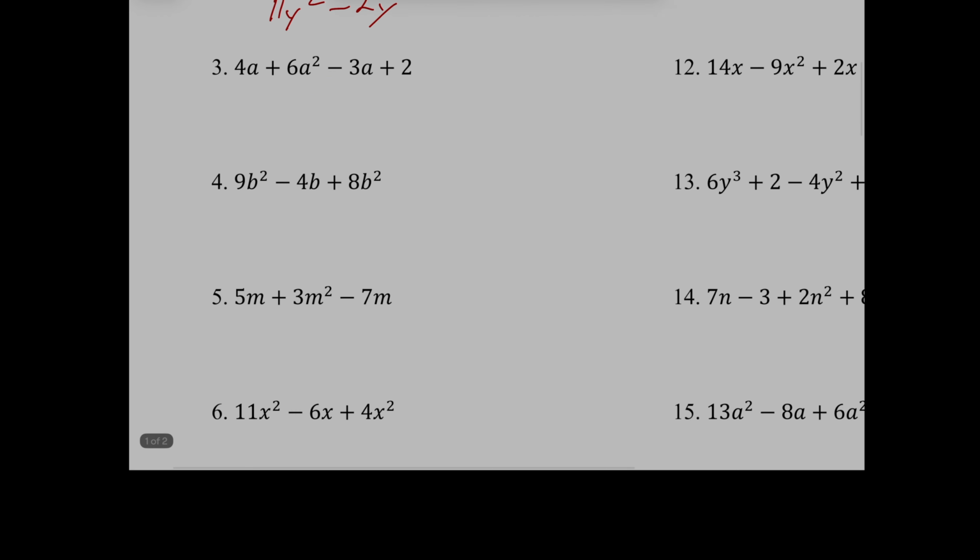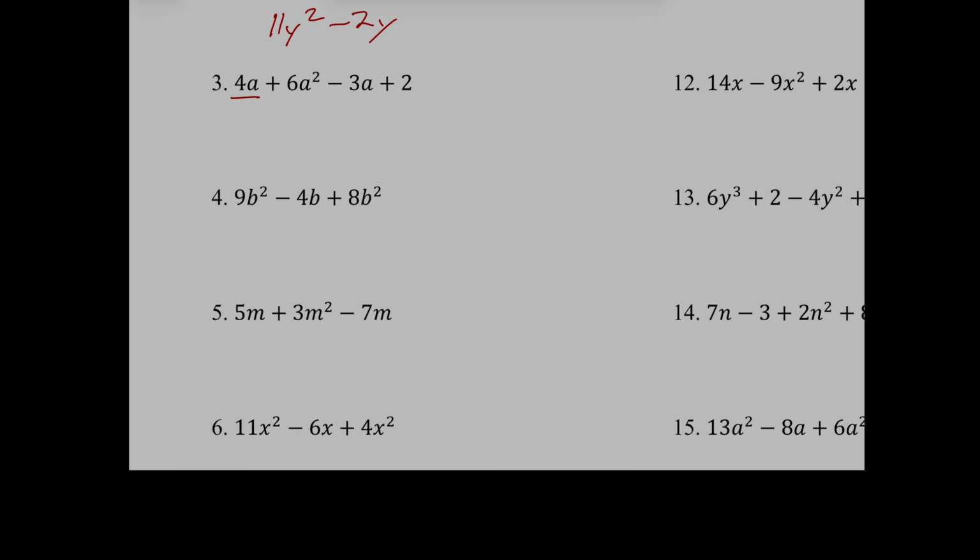Okay? Number 3, 4a minus 3a. Notice I underlined the sign. An a squared is a completely different thing, and a 2 is a completely different thing, so I'm really only combining these guys. 4a minus 3a is a 1a. I have a plus 6a squared. Well, do I go plus 6a squared here? Well, I can, and I'm gonna for now. And then this 2 just kind of drops down as well.